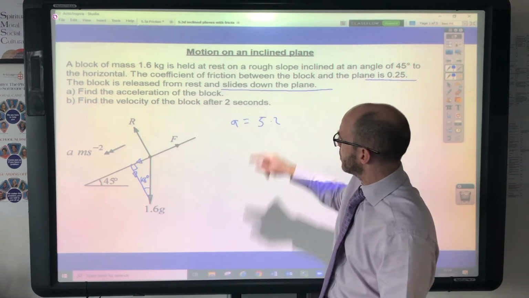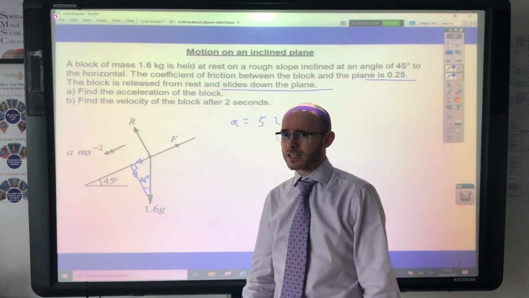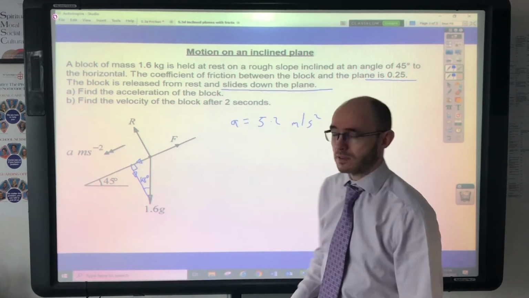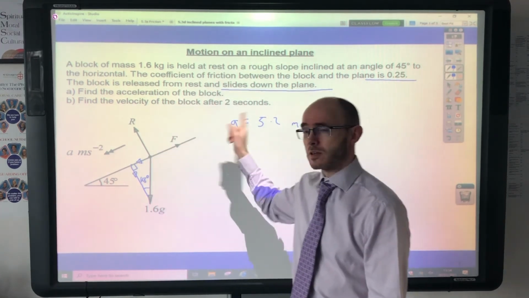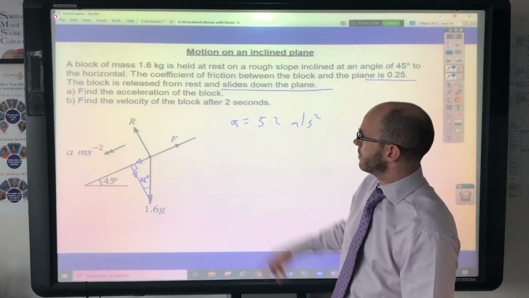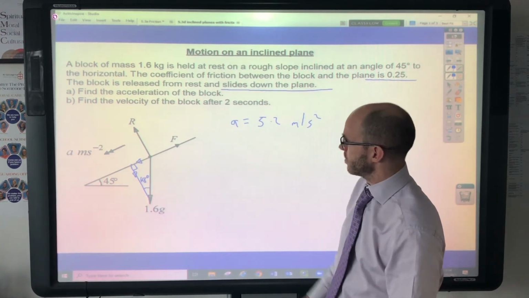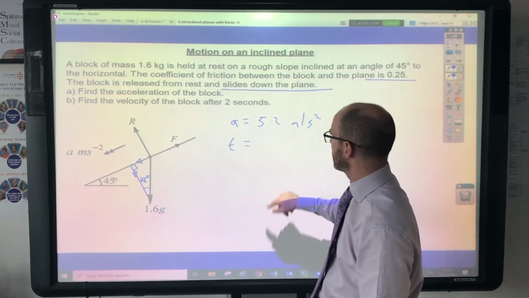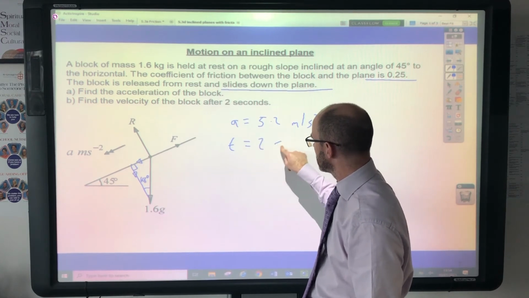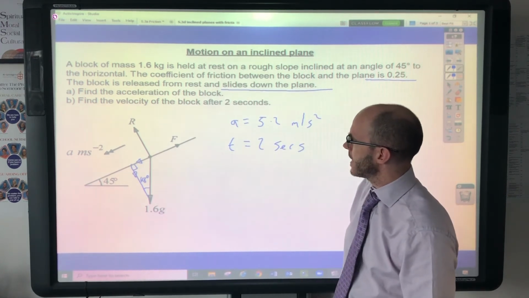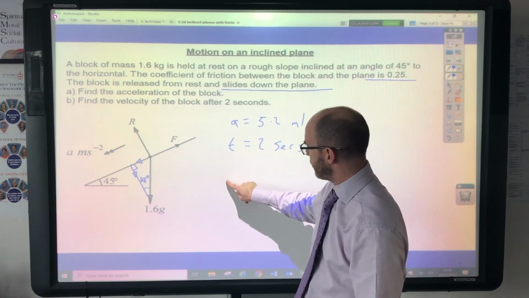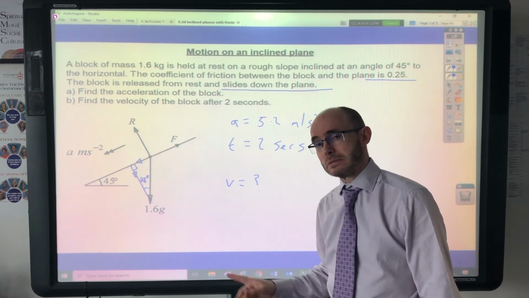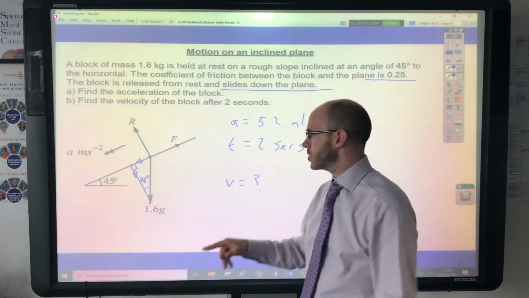Find the velocity of the block after 2 seconds, because that's going to be dependent on the acceleration, isn't it? How far it moves and how fast it gets up to is going to depend on the acceleration. Find the velocity of the particle after 2 seconds. Sorry, I mixed my words there a little bit. So the acceleration is 5.2. T is equal to 2 seconds. We've got to work out what the final velocity is, so letter V is what we use there. Do you know what's missing? What we need to know? S? No. U? Certainly.